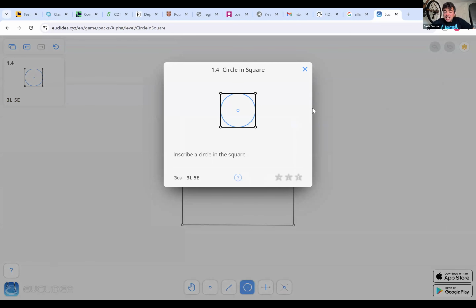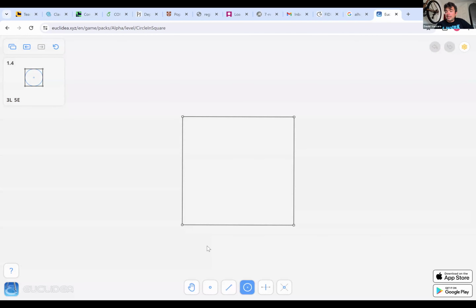So this says, inscribe a circle in a square. The thing that you're given is the square. What they ask you to do is draw a circle that lies inside of that square. So any suggestions, using the tools that we've done, for how to construct that circle lying inside of a square?